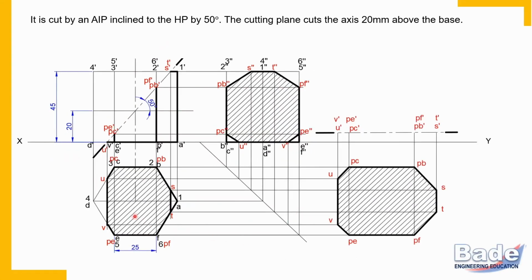Now, draw hatching lines on the section and then the true shape of the section. So nothing new in drawing the true shape of the section. Make this cutting line, which is in the front view. So make the front view of the cutting line parallel to the XY line.